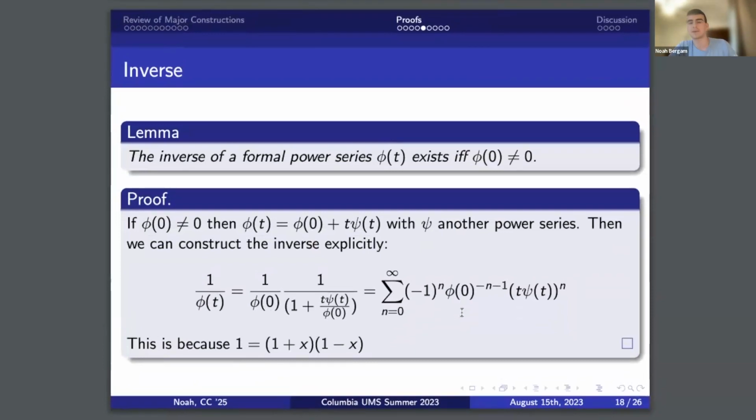Okay, the second thing is that, the third lemma is that the inverse of a formal power series exists if and only if phi of 0 is not equal to 0. And for this, you have to invoke the identity that I just completely botched over here. Let's actually write it out. So you have 1 plus x times, like, 1 minus x squared.